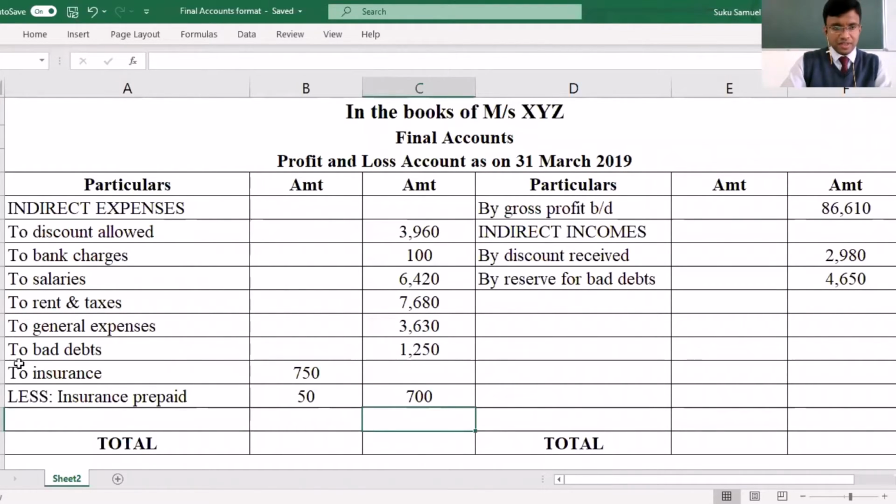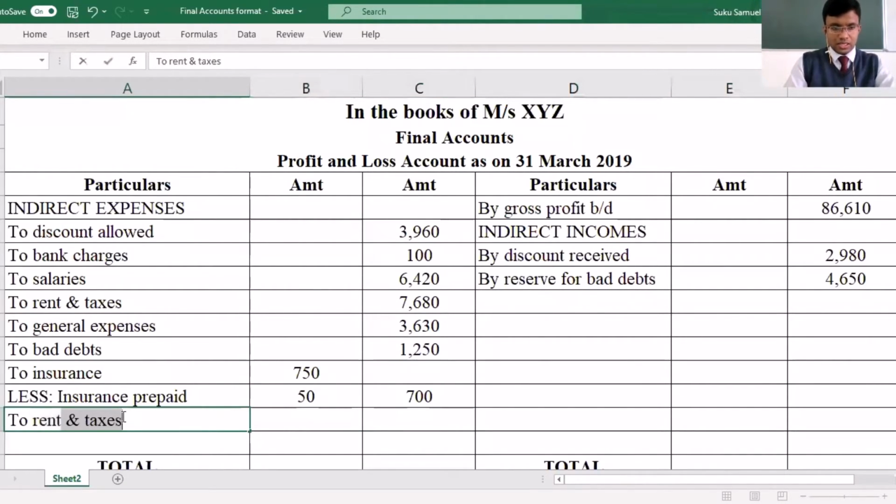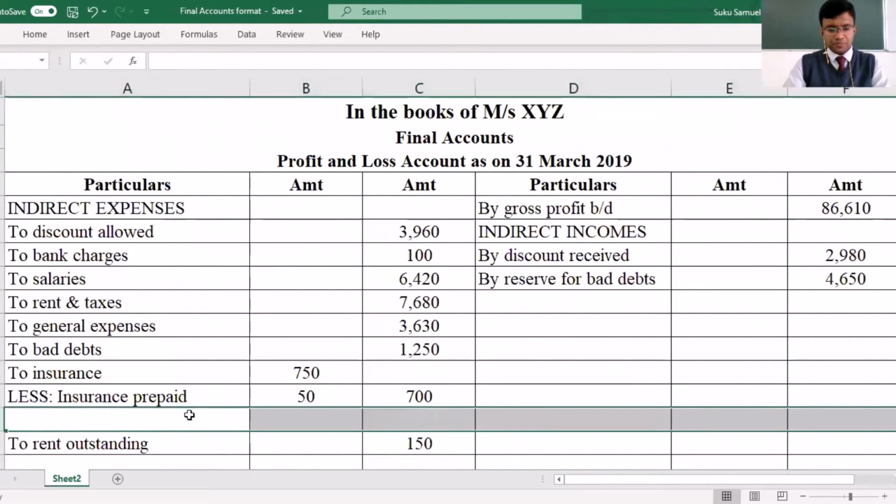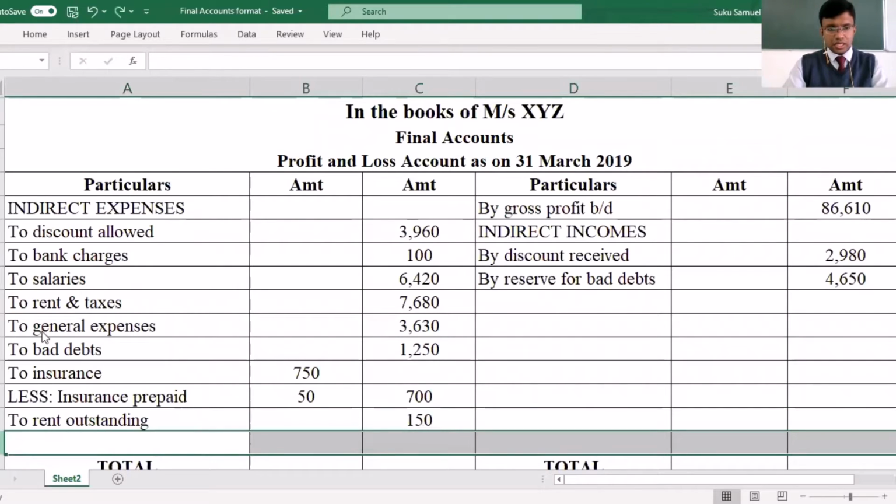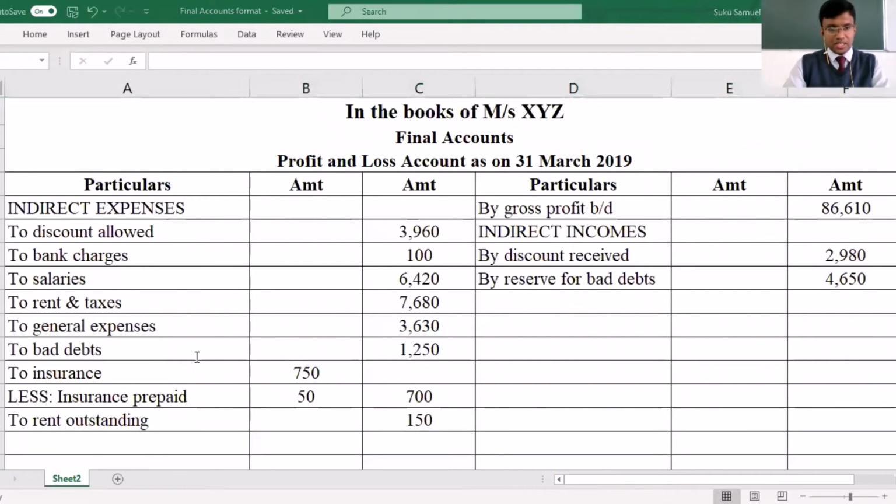We also have a rent which is outstanding. So let me consider that as well. Rent outstanding is 150. That has also been considered. Okay, now we've got one more expense that we have to consider, which is interest. We have interest on loan due. So this is an indirect expense.